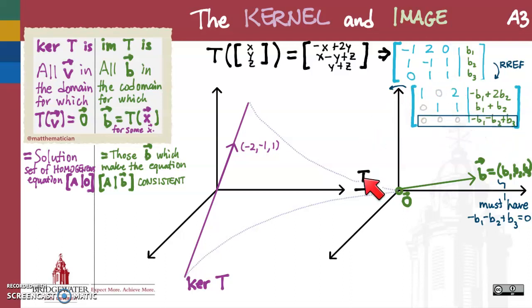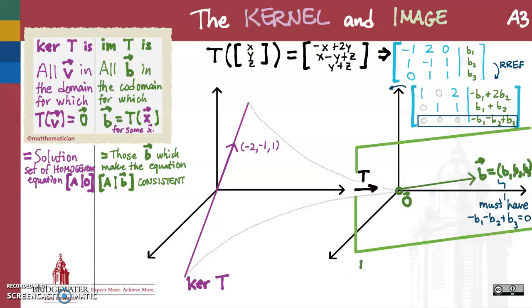So this system will be a consistent system, so b is going to be equal to tx for some x from the domain, exactly when this expression, negative b1 minus b2 plus b3, is equal to 0. So this is my necessary and sufficient condition for us to have a consistent system in this example. So what is that really describing? We need, in order for b to give us a consistent equation, for the x, y, and z coordinates of b to satisfy this equation.